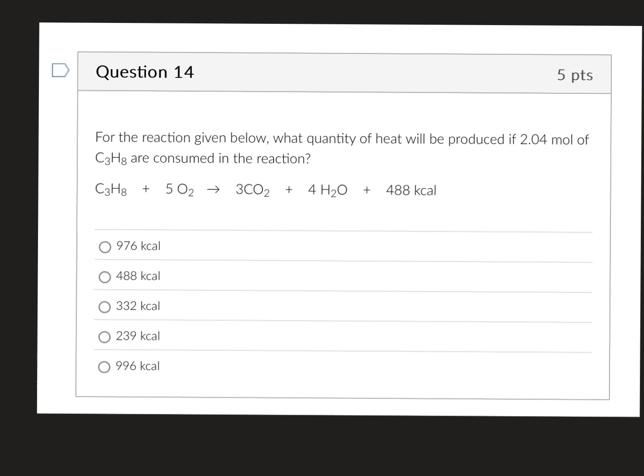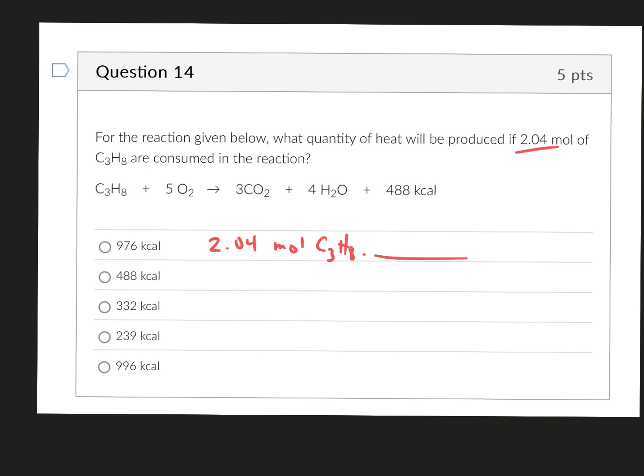So for the reaction given below, what quantity of heat will be produced if 2.04 moles of C3H8 are consumed in the reaction? Okay, so where do we start? What you're given, right? 2.04 moles of C3H8. Good?